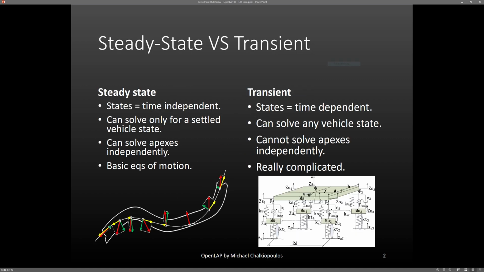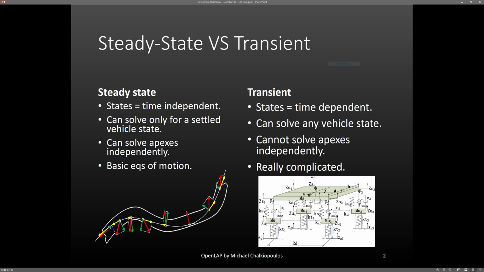We are going to be building a steady state lap time simulator, so first let's talk about what steady state actually means and how it compares to its bigger brother, transient simulation. Steady state means that the vehicle states are time independent. By assuming that the vehicle is at a steady state condition throughout the simulation, we can solve for the vehicle state at each point on the given trajectory independently of another and come up with the best lap right away.